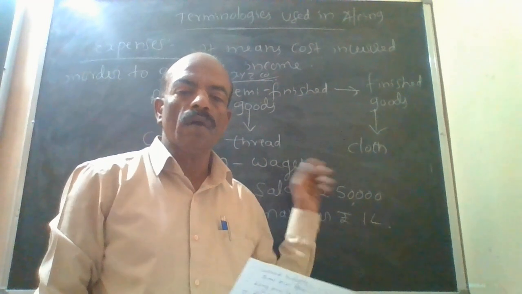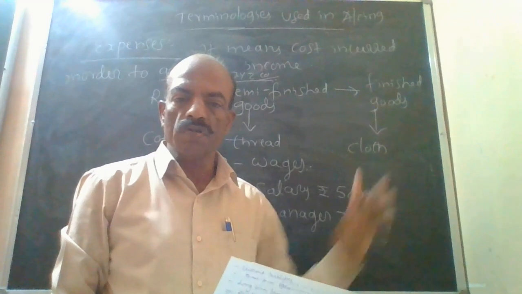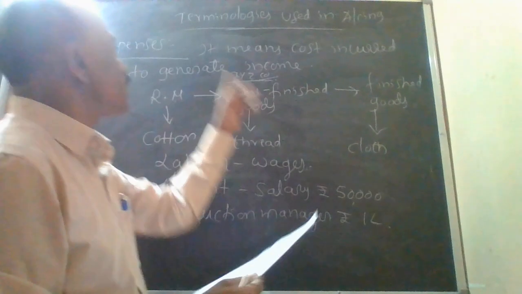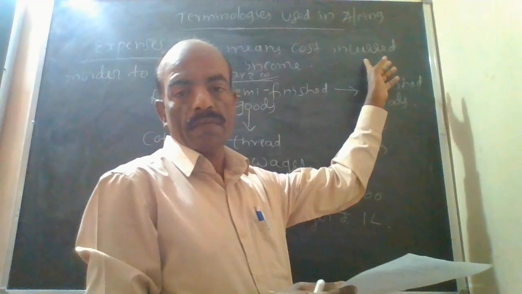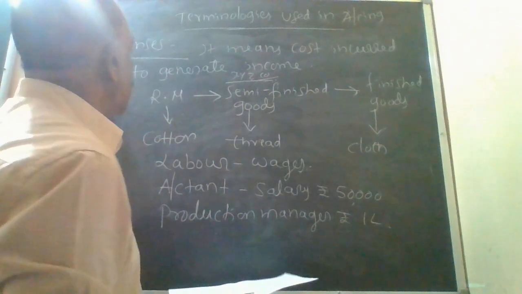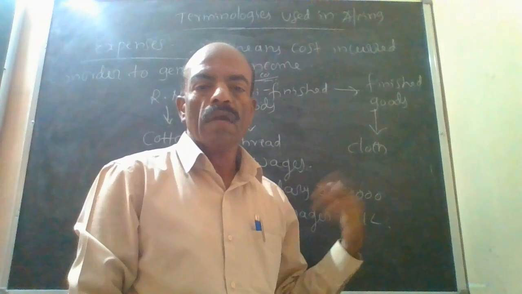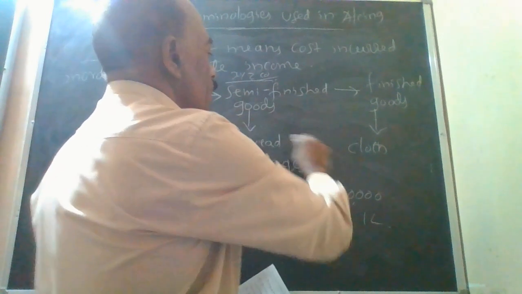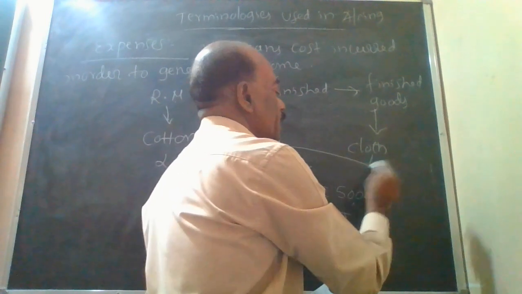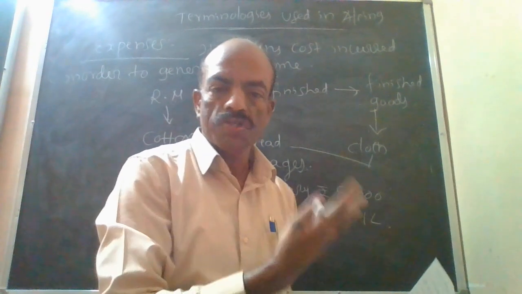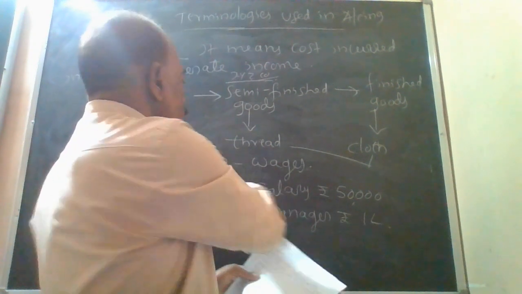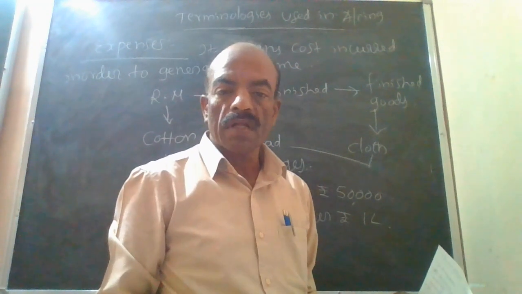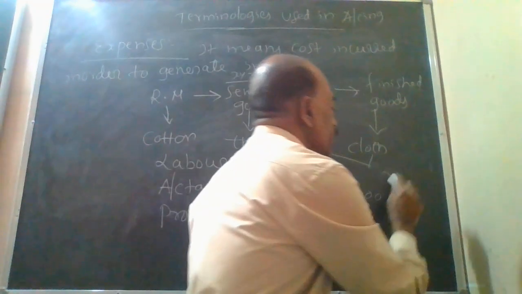And in order to convert the raw material into semi-finished goods or finished goods, we require plant and machinery. We have to purchase the plant and machineries. So all these are the cost incurred. In order to generate income, after converting the cotton into thread or cloth, we are going to sell it in the market. So that is how we are getting the income.